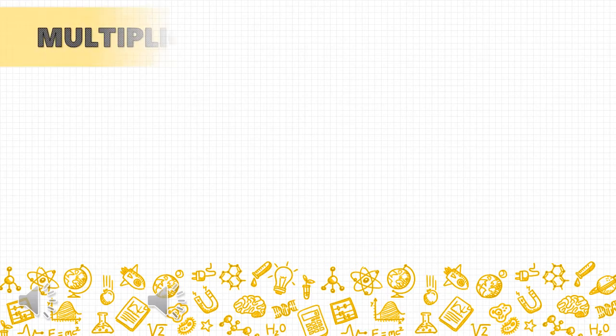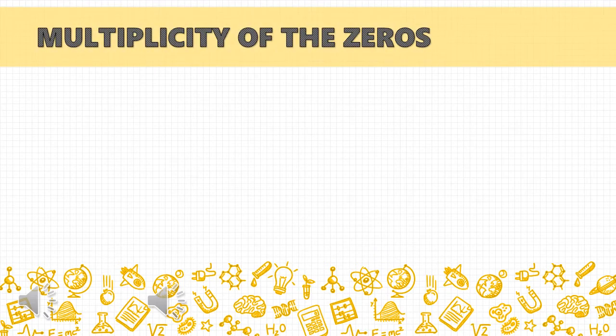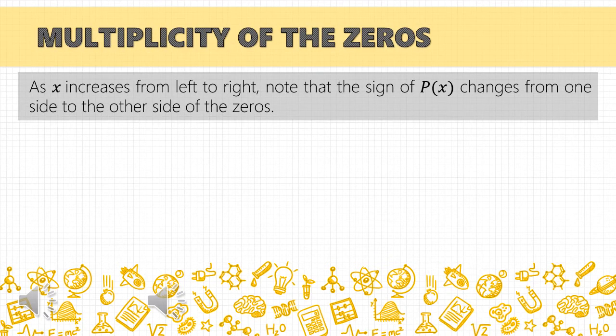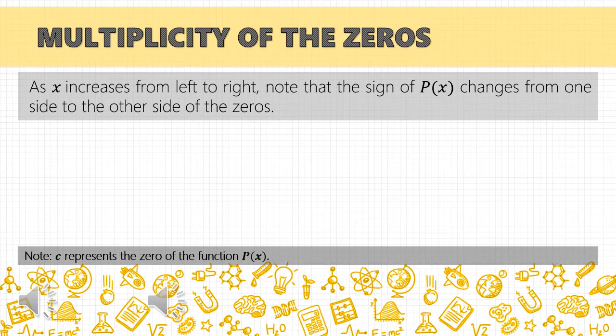Another thing to consider is the multiplicity of the zeros. As x increases from left to right, note that the sign of p of x changes from one side to the other side of the zeros. The table shown summarizes the effect of the multiplicity of a zero on the graph. Take note that c on the table represents the zero of the function.